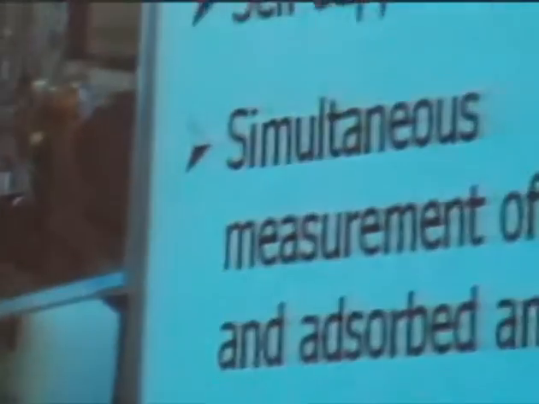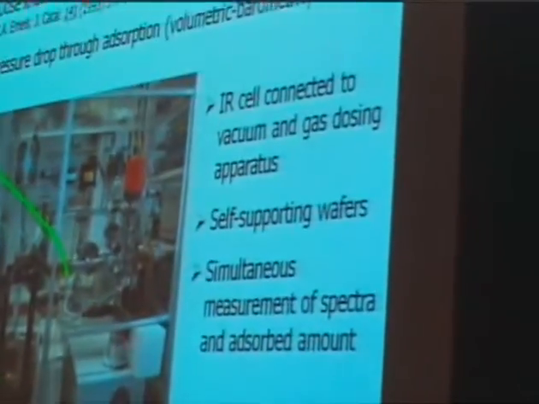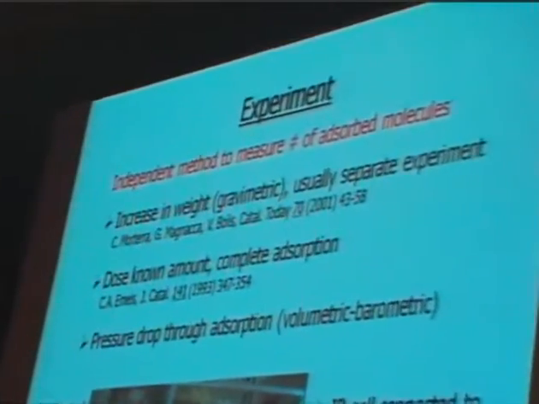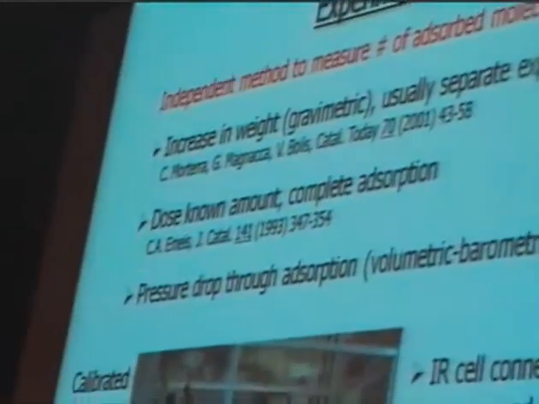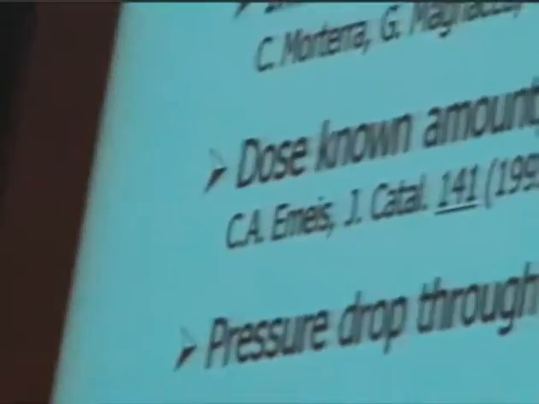And we combine this with our infrared apparatus, so we have the cell down here, with the windows, we have a vacuum and gas dosing apparatus, the self-supporting wafers in transmission, and the calibrated volume and a number of pressure gauges. The main advantage of this method is that we can simultaneously measure the spectra and the absorbed amount.